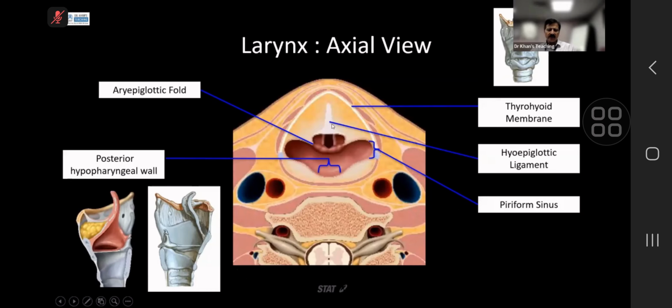Of course, in a diagram it looks very good, but you won't see it on radiology. But just to make a point, this was this ligament, right? Hyoepiglottic ligament, which was within the glossoepiglottic fold. And now the pre-epiglottic fat has come into view on this diagram. The piriform sinus, and the piriform sinus is there.